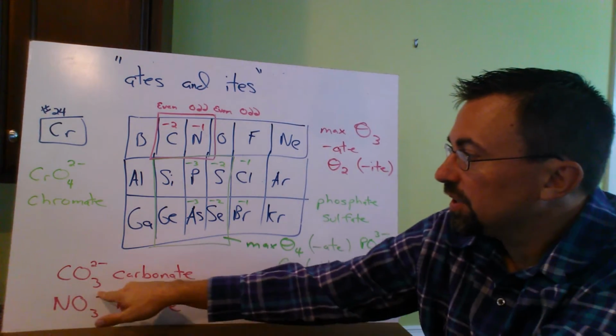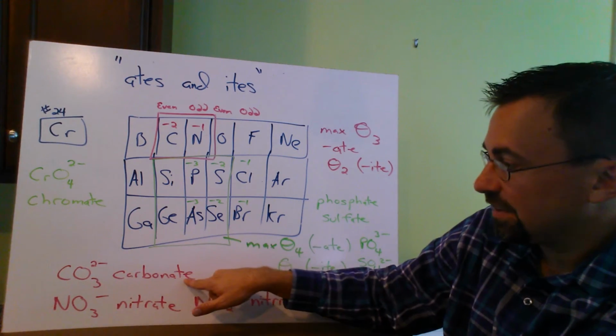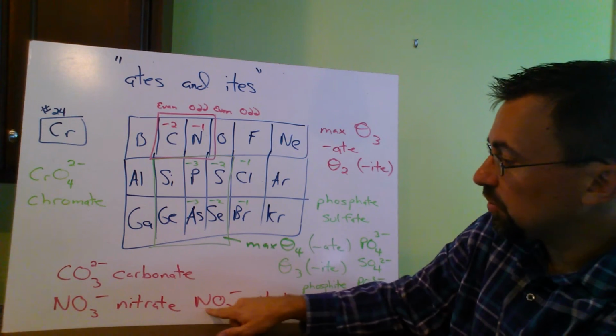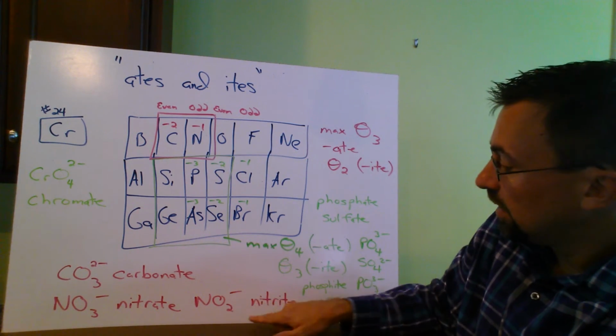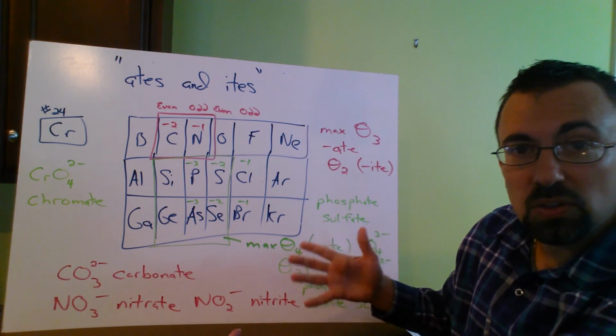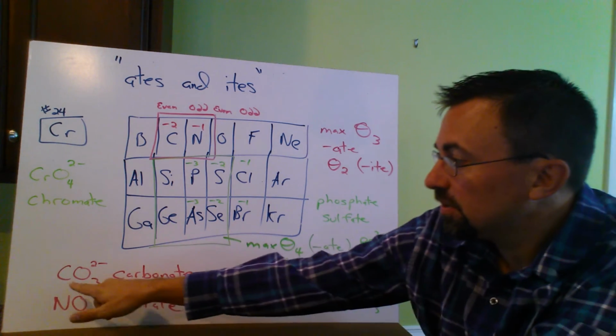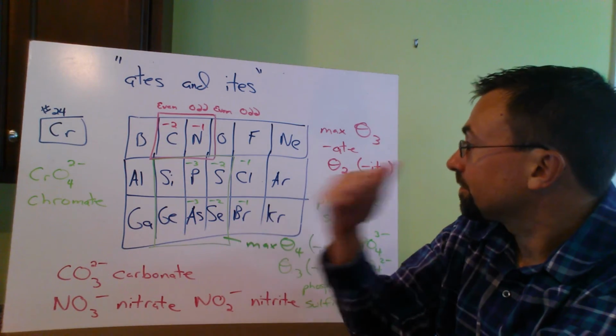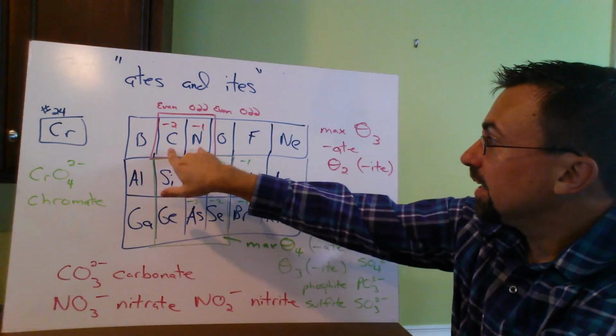So CO3 2- is carbonate. NO3- is nitrate. NO2-, 1 less, is going to be nitrite. If you're thinking Han Solo got dipped in carbonite, that would be CO2 2-, although not common. And that would be those two.